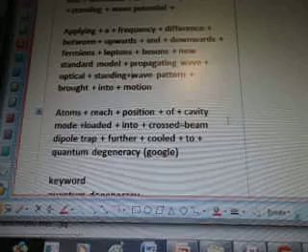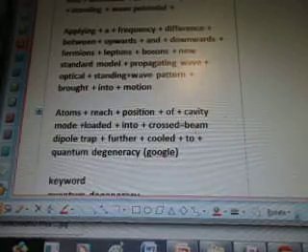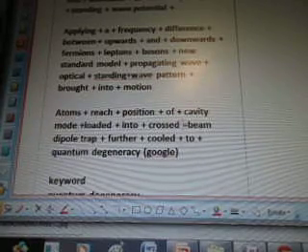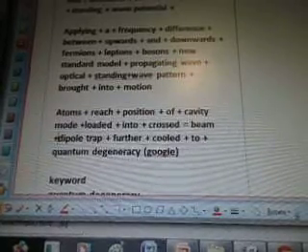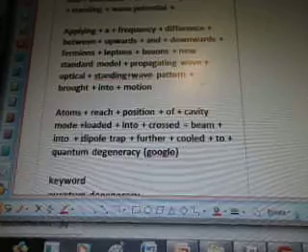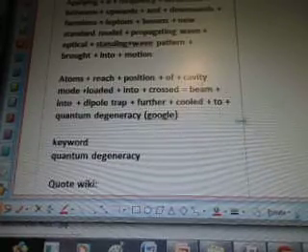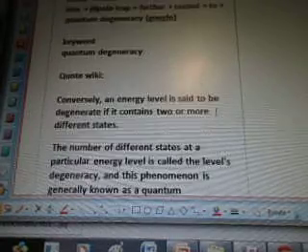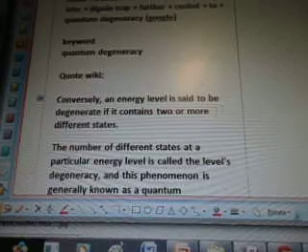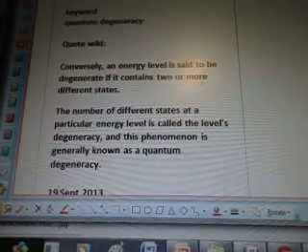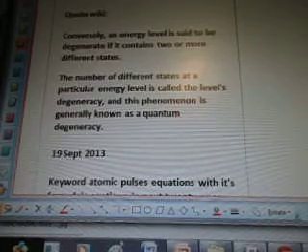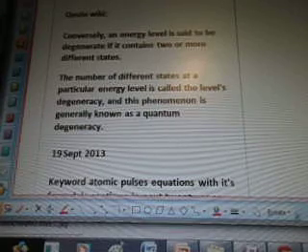Atoms reach position of cavity mode, loaded into crossed beam dipole trap. Further cooled to quantum degeneracy. I'm going to Google that and see what it means. Keyword quantum degeneracy. Quote from Wiki: Conversely, an energy level is said to be degenerate if it contains two or more different states. The number of different states at a particular energy level is called the level's degeneracy, and this phenomenon is generally known as quantum degeneracy.